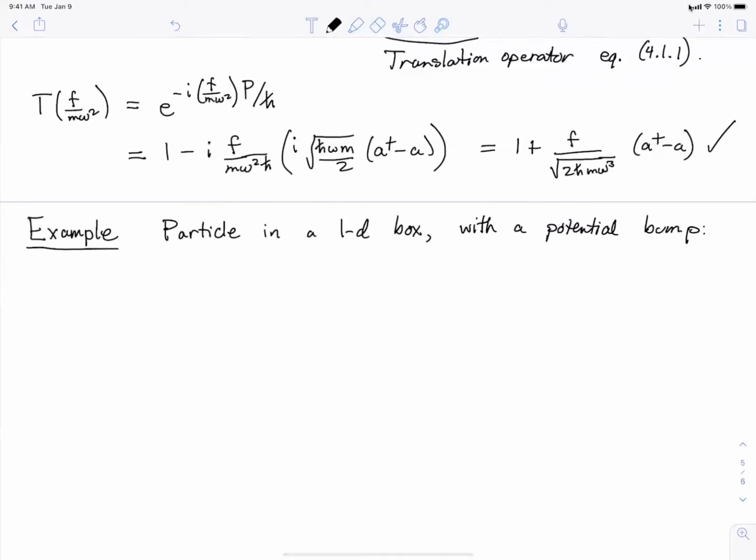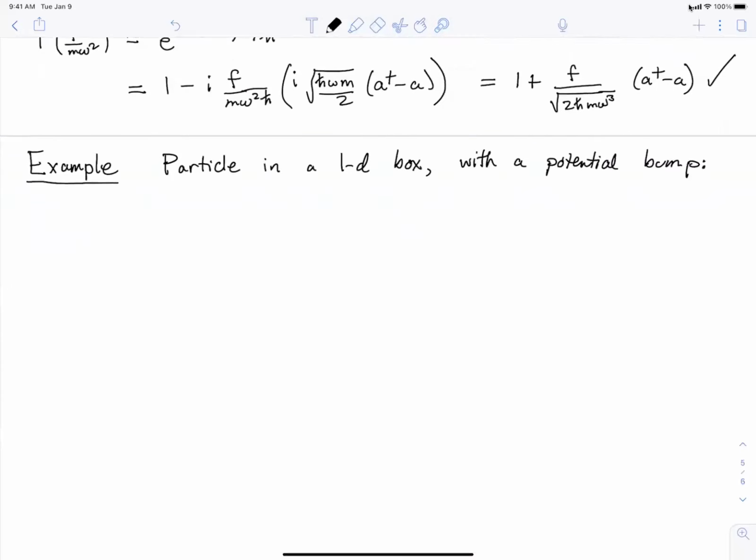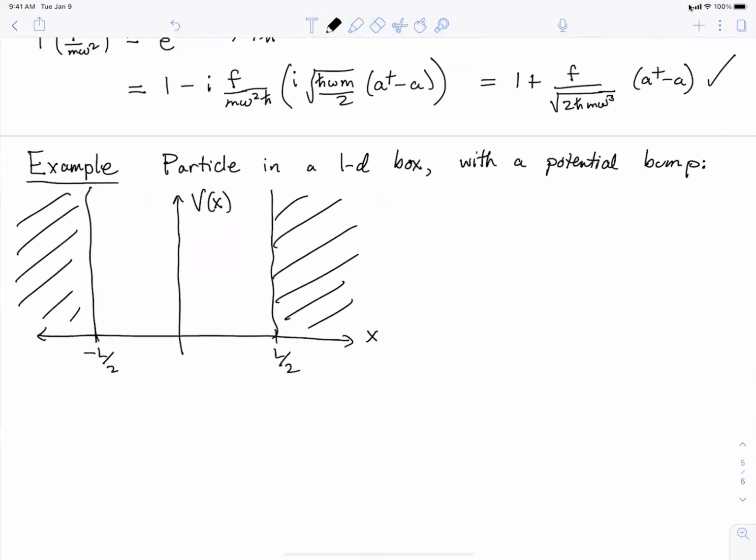There's lots of versions of this problem that are popular for PhD candidacy exams. Here, the potential is going to look like the following. There's x. This is the potential V of x. This is going to be a box of side L, so I'm putting L over 2 and minus L over 2. If you're outside there, then the potential is infinity. And that's the particle in a box that we already solved last semester.